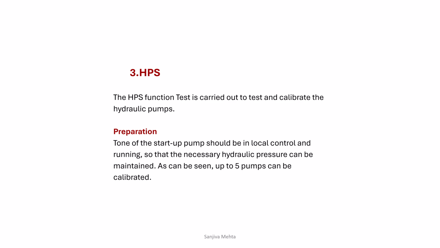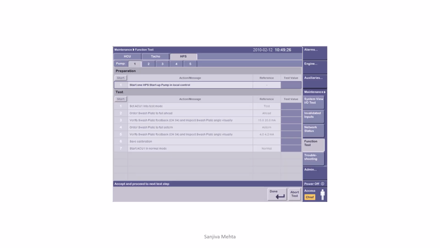As can be seen, up to 5 pumps can be calibrated: 1, 2, 3, all the pumps are given. So let's say we'll do number one pump. Start one HPS pump. Start a pump in local control. Only a pump we can start.